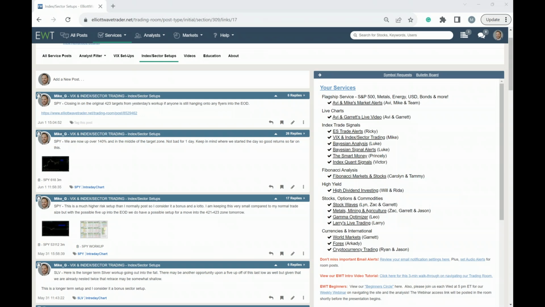How well do setups work on VIX and VXX? Very well. I've been trading these for 10 plus years, about 10 years now, and I have noticed that VXX and UVXY follow Elliott wave patterns very, very well. You just have to know the time frames to watch and the unique characteristics of those products, but it follows Elliott wave very well.